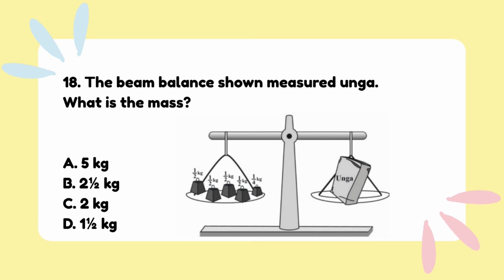18. The beam balance shown measured an object. What is the mass? A. 5 kilograms. B. 2.5 kg. C. 2 kilograms. D. 1.5 kg.